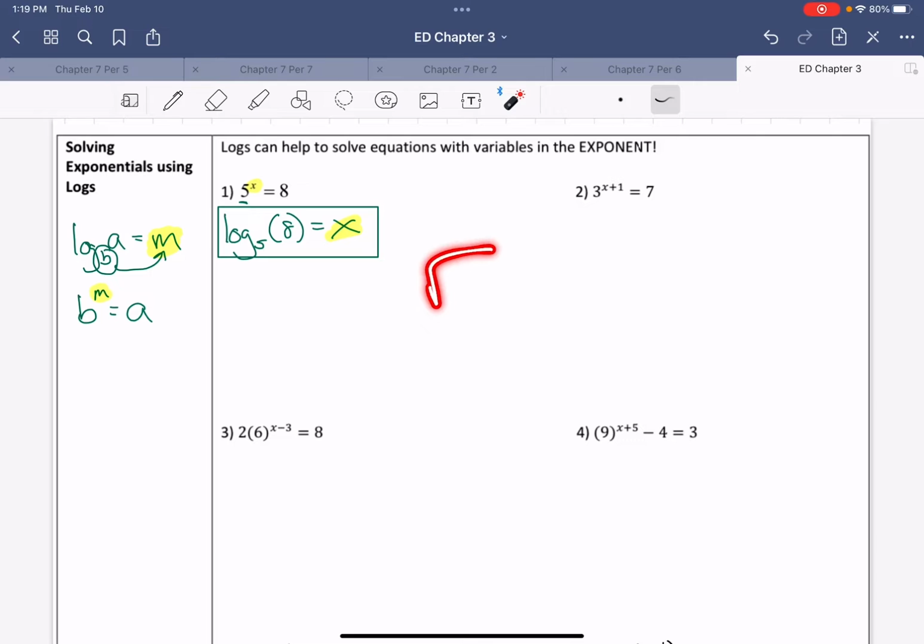Just like when the answer is root 7. You don't go get a calculator and figure out what it is, you just leave it as root 7. Sorry about that. So that's the answer to number 1.